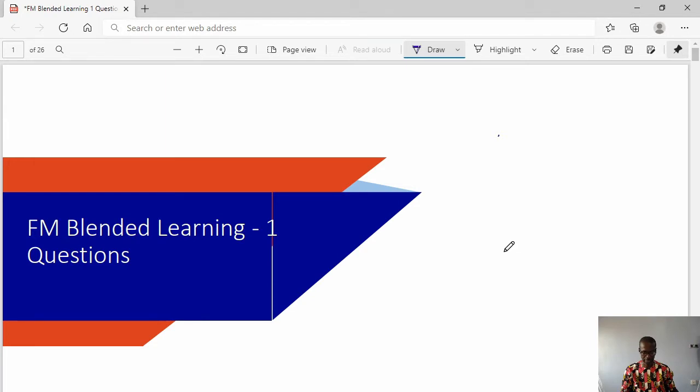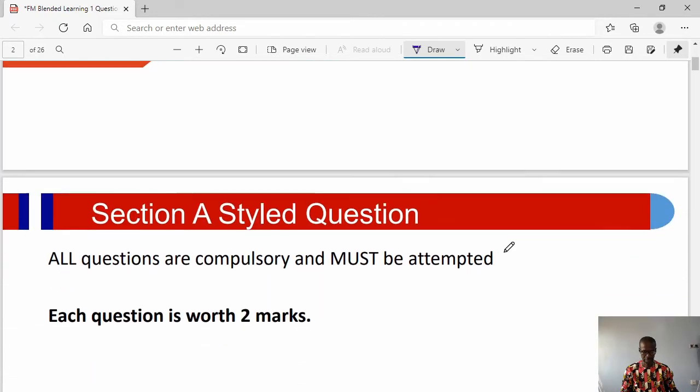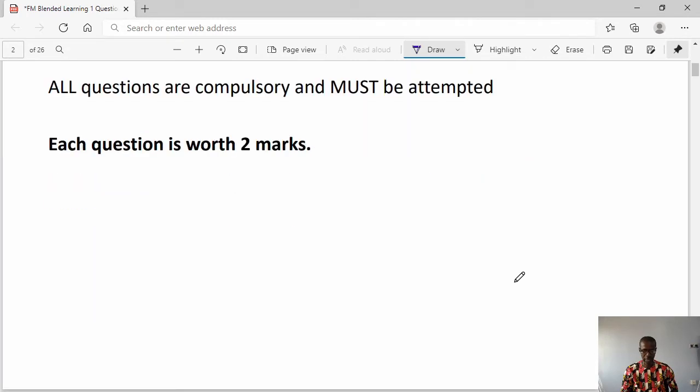All right, so let's start by looking at the FM Blended Learning 1 questions that you have downloaded. In the session A styled questions, all questions are compulsory and must be attempted. But I've selected 10 questions for us to practice with, and each question is worth 2 marks. So let's look at the questions that we are going to be practicing with, to improve our chances of passing the exams.